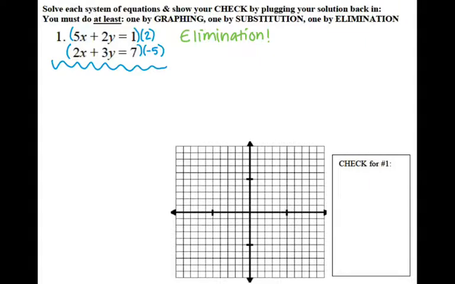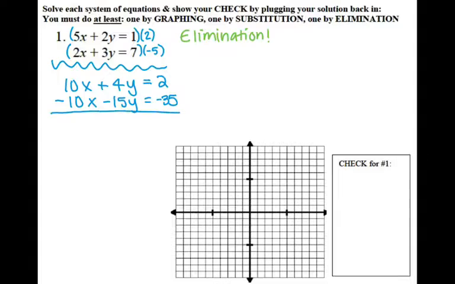I'm going to go ahead and rewrite both of my equations. So for my first equation, I have 10x plus 4y equals 2. For my second equation, when I multiply everything by negative 5, that gives me negative 10x minus 15y equals negative 35. Now I can see that my x's are set up to eliminate, so I can add my equations together. That leaves me with 4 minus 15 is negative 11y equals negative 33. Divide both sides by negative 11, and I get y equals 3.